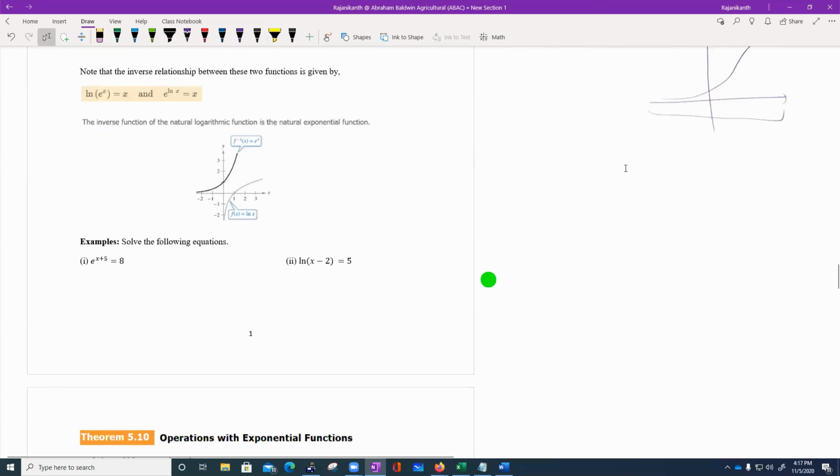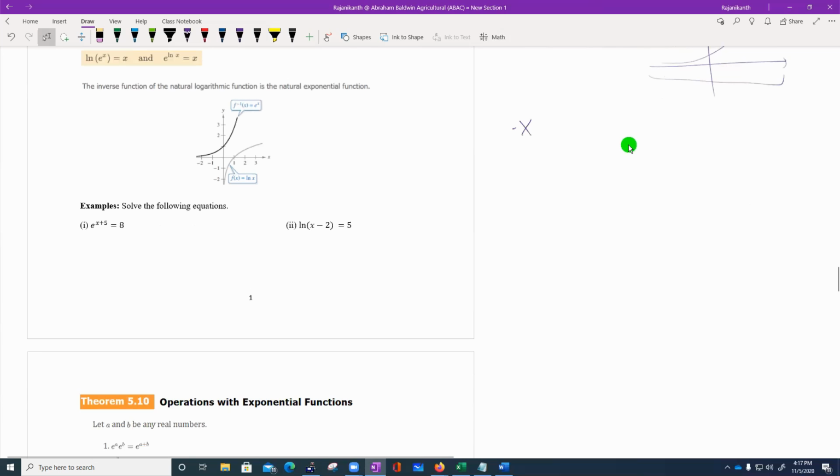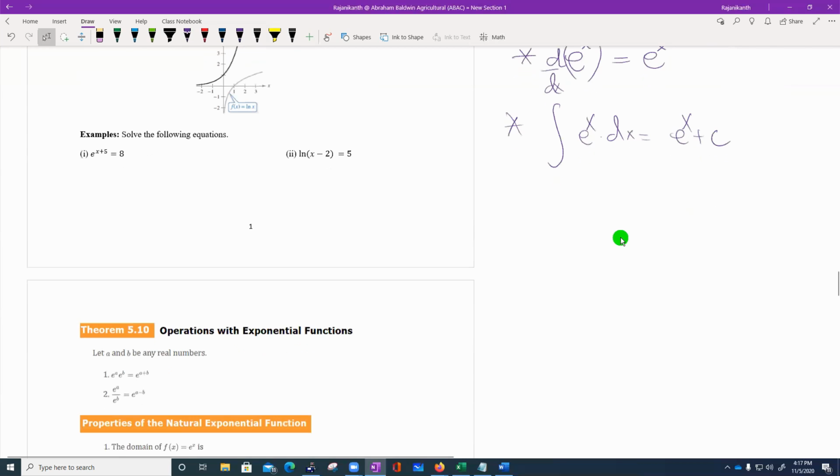Now here again, we have a couple of points. What is the derivative of e to the x? e to the x, the same. Not only the first derivative, the entire set of derivatives is the same, which is easy to memorize. So now these are the basic problems, just to get a warm-up about the exponential and ln.